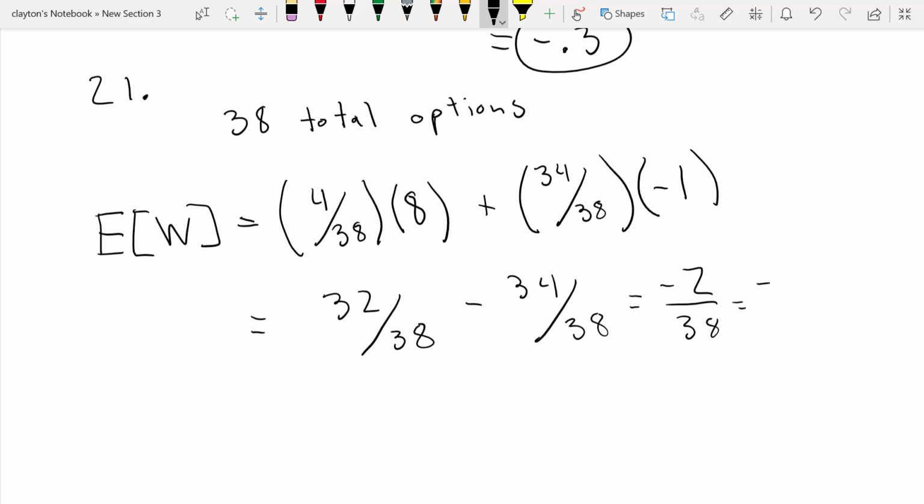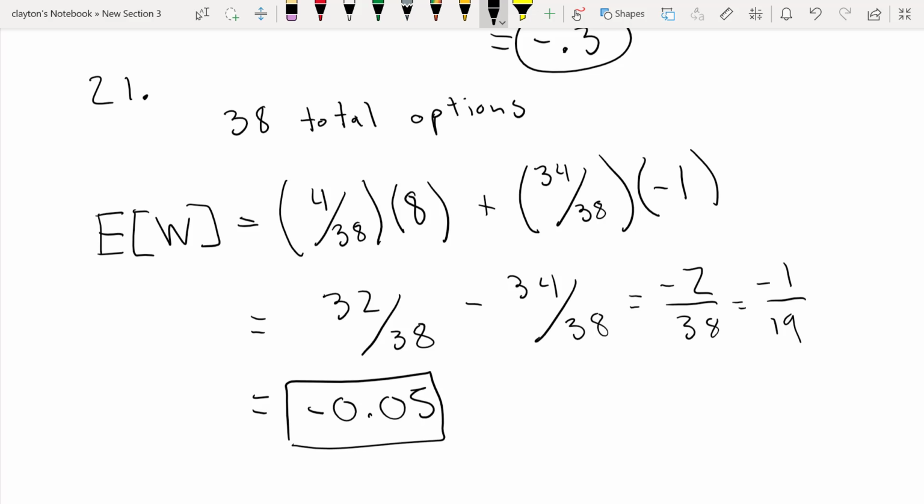-1 over 19. And so if I type this in my calculator, it looks like roughly 5 cents, right? So I think that's probably what it's going to ask. It says round your answer to the nearest cent, so I'm guessing 5 cents, but let's check. -1 divided by 19. Yeah, 5 cents. But it's -5 cents, right? -0.05. Okay, so that takes us to the end of 21.